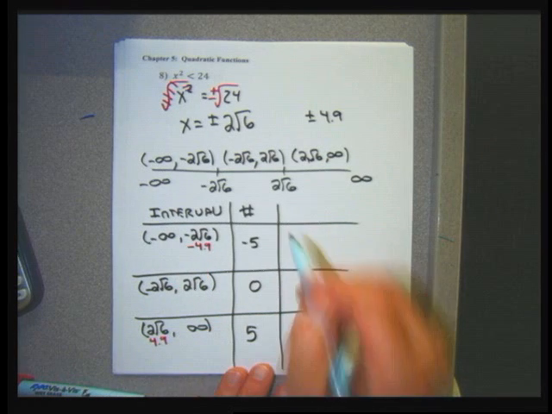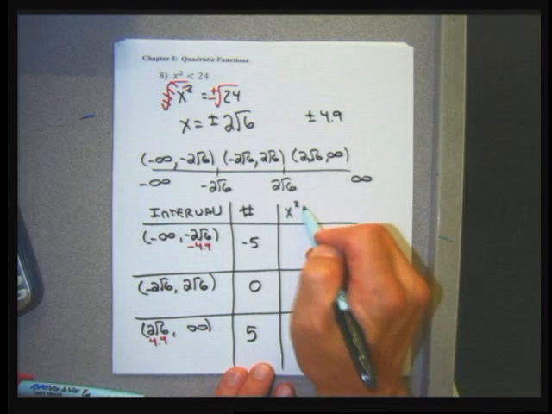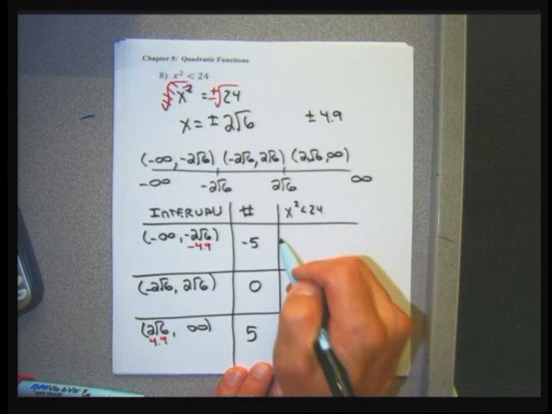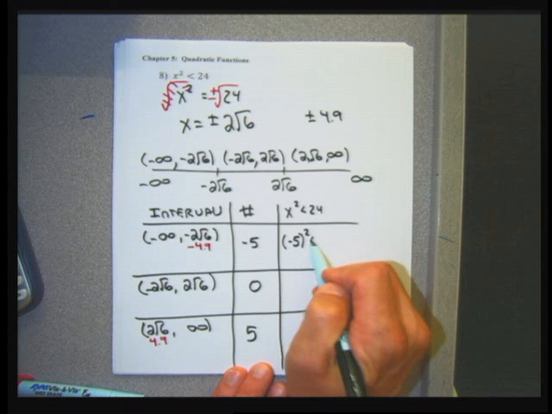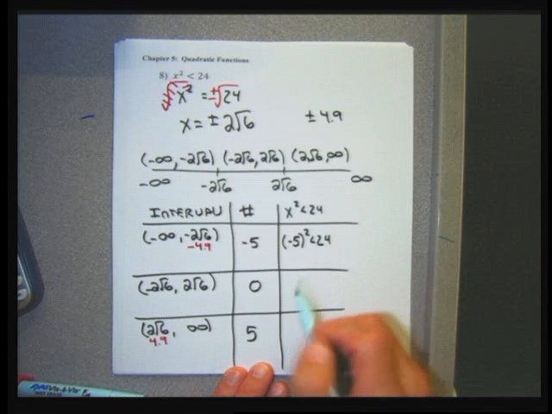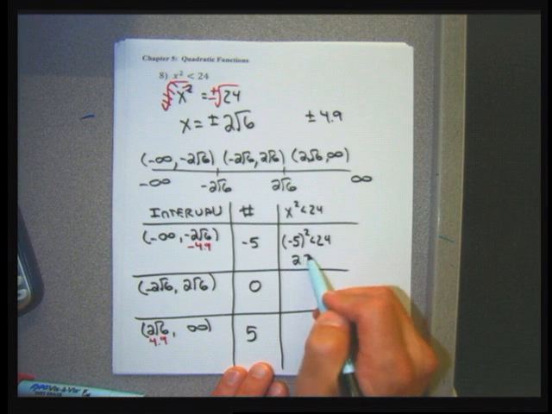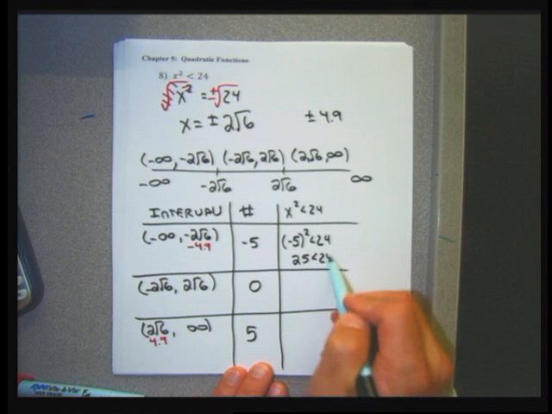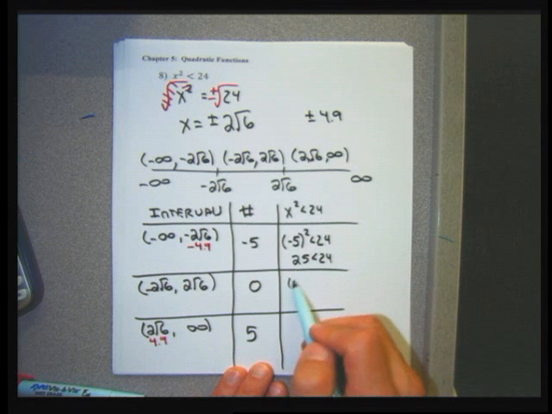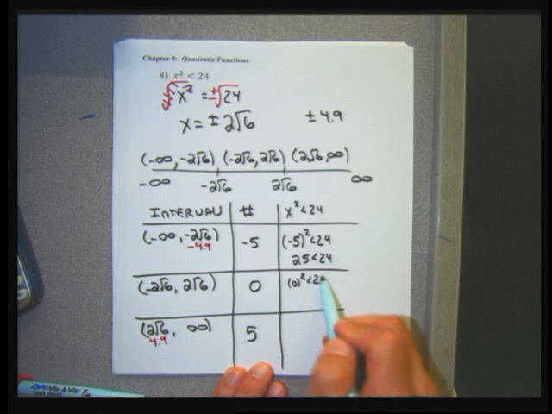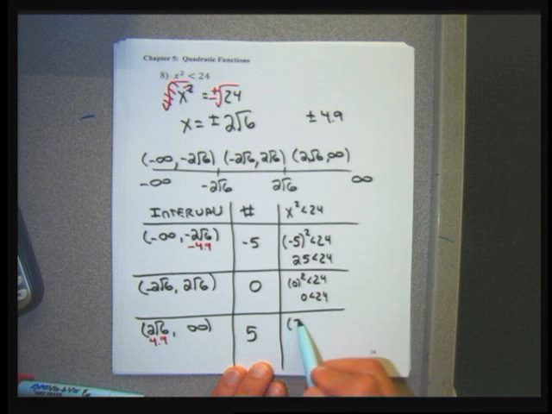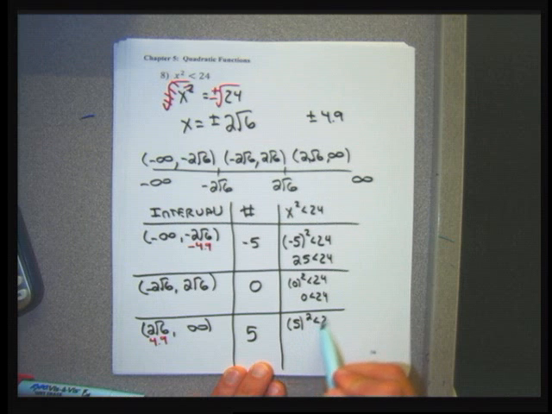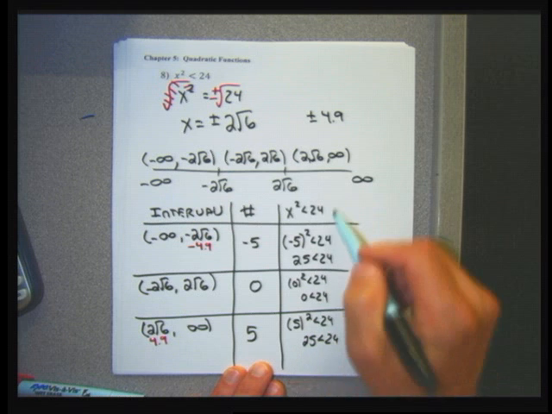Write my original problem down. X squared is less than 24. Then plug the numbers in. Negative 5 squared is less than 24, which reduces to 25 is less than 24. Then 0 squared is less than 24, which gives 0 is less than 24. And then 5 squared is less than 24, which is 25 is less than 24.